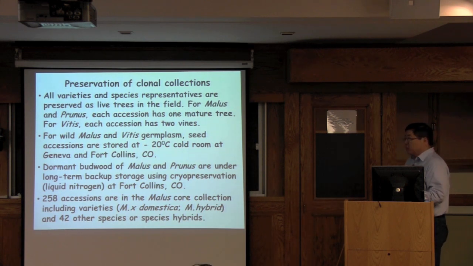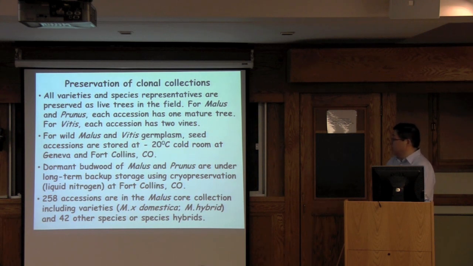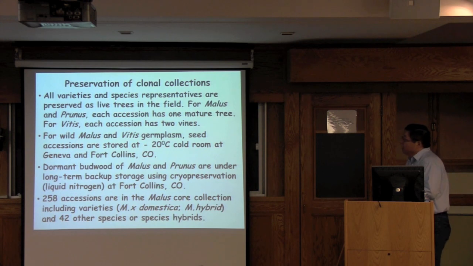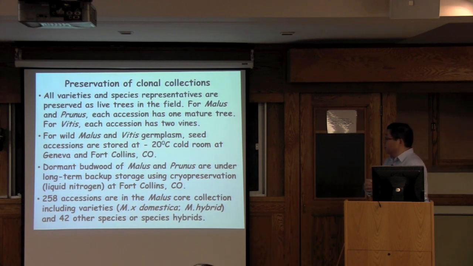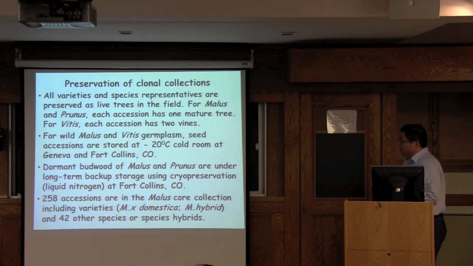We also have a block of material in our collection that we call the Malus core collection. That includes 258 accessions. That includes the majority of the common Malus current-day apple varieties, but also other material from 42 other species and species hybrids.